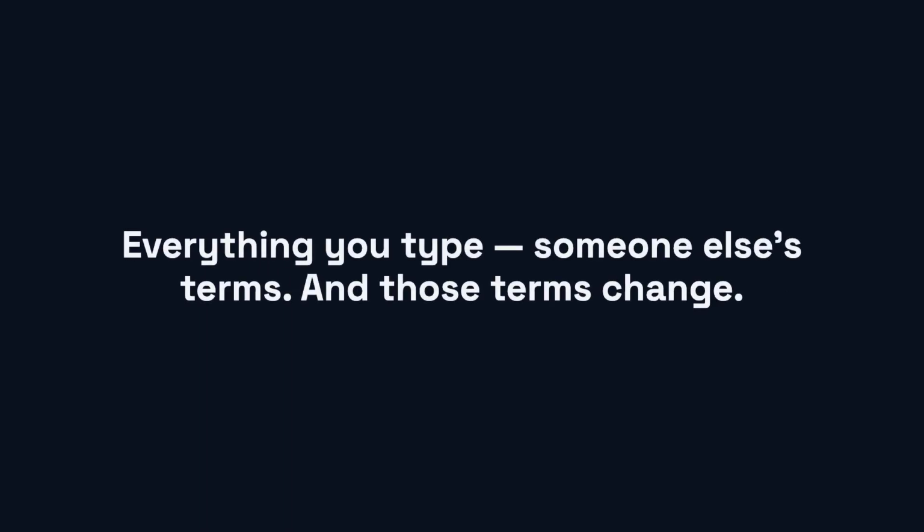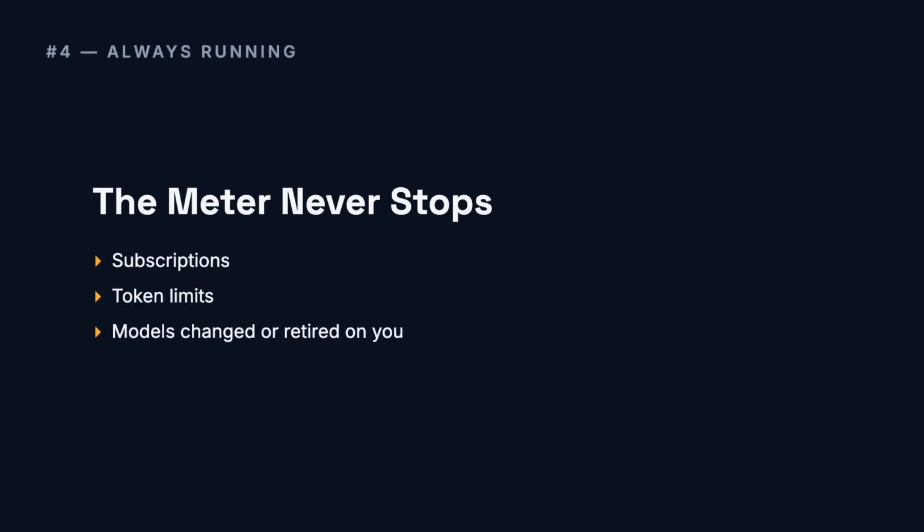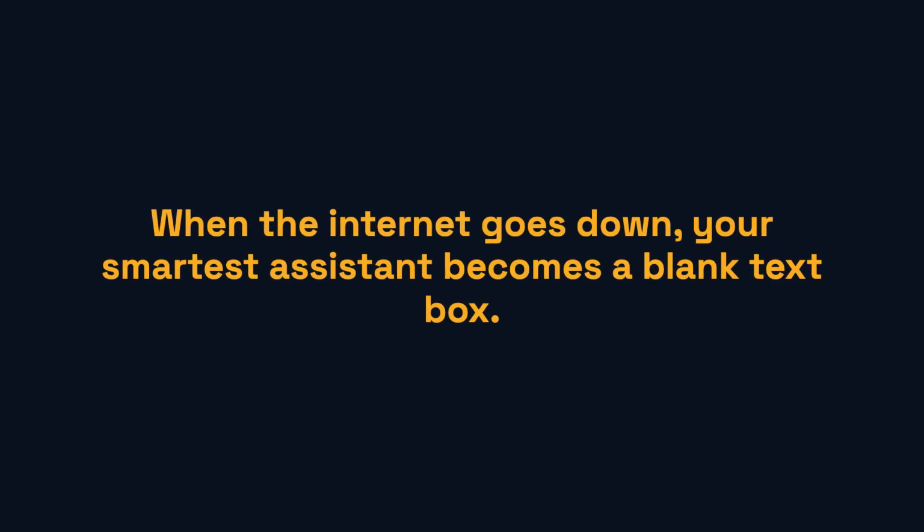Third, privacy. Everything you type is processed on some company's systems under someone else's terms, and those terms change. Fourth, the meter is always running. Subscriptions, tokens, rate limits, and models that get changed or retired out from under you while you're mid-project. And fifth, your internet connection goes down and the smartest assistant you've ever had becomes a blank text box.